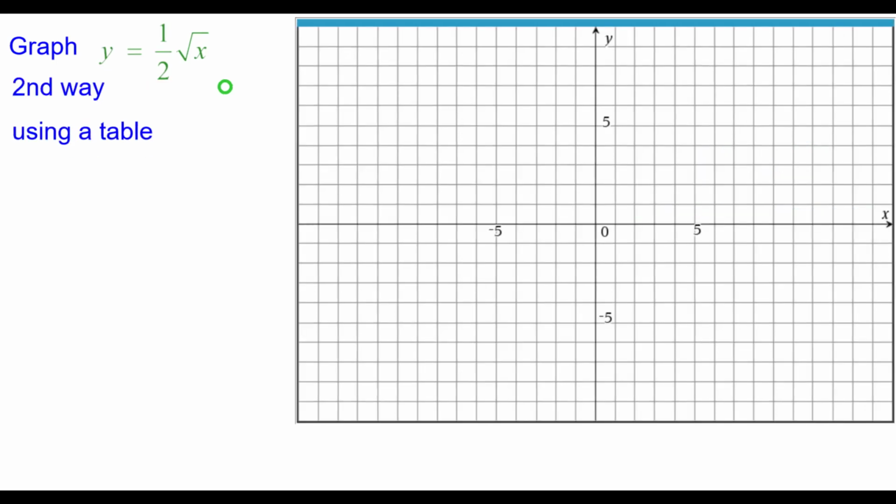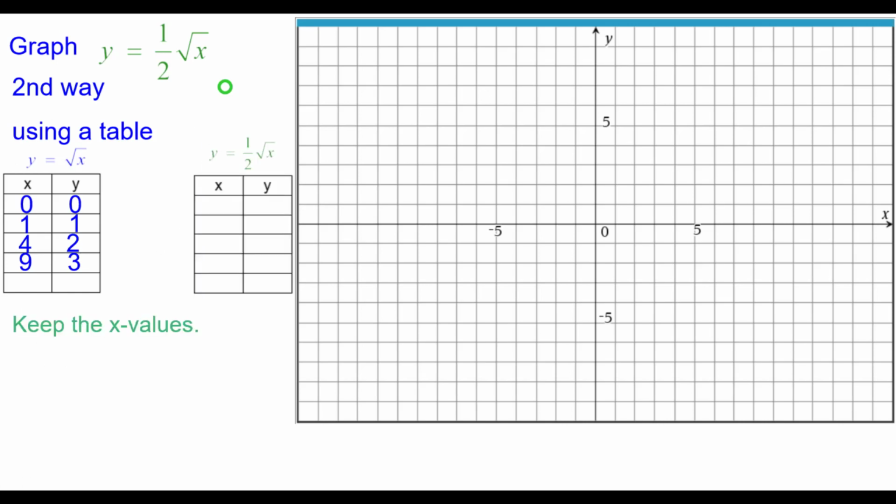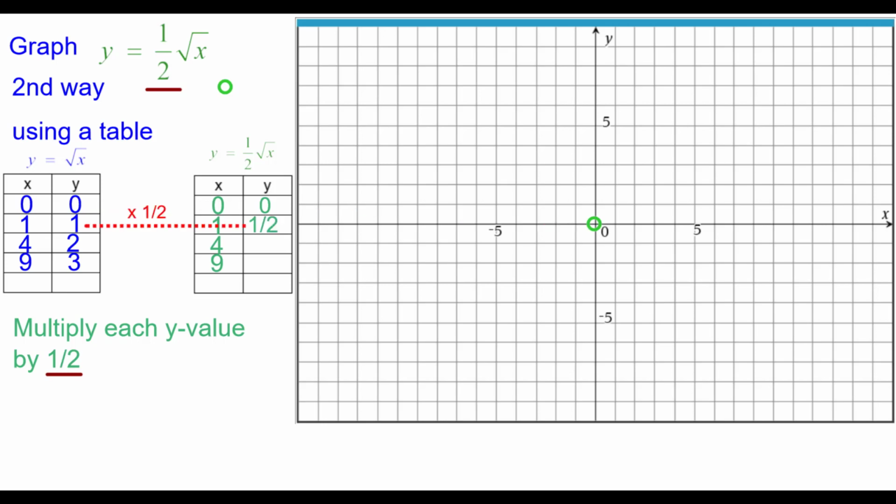The second way is using a table. So this is our traditional table for y equals the square root of x. We're going to keep the x values the same, but multiply each y value by 1/2, that coefficient. So 0 times 1/2 is 0, so the origin is on the graph. 1 times 1/2 is 1/2, so 1 comma 1/2.